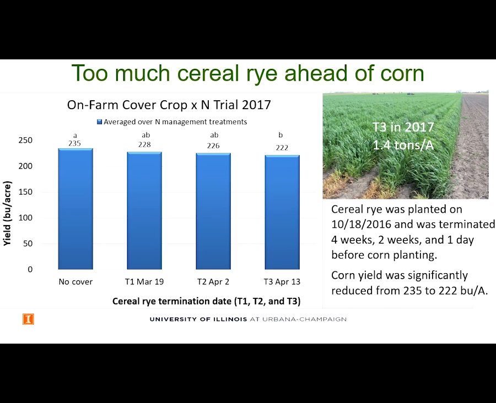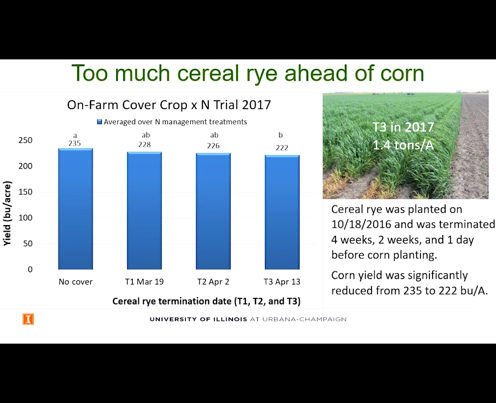The T2 was right about a half a ton per acre biomass, and I have a picture of what that looks like. Now, I say this is averaged over N management treatments because we were trying 3 different N managements. We were having half the N put on in the fall, just to see if that benefited the cereal rye, and then we would put all of the nitrogen on in the spring pre-plant, or we would put 50 on at planting and the remainder as an early side dress.